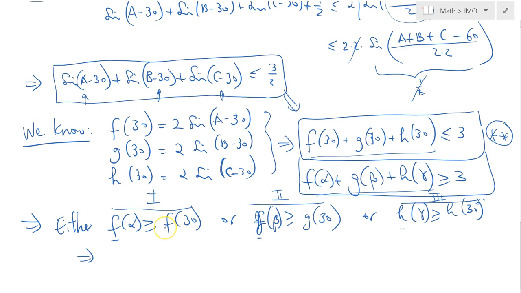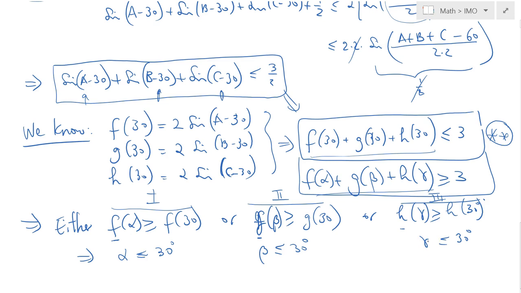If the first case is what happens, then because our function is a decreasing function, it must be that alpha is less than or equal to 30 degrees. If the second case is the case, then beta is less than or equal to 30 degrees, or gamma is less than or equal to 30 degrees. And this is exactly what the question was asking for, showing that at least one of either angle PAB or angle PBC or angle PCA is less than 30 degrees.